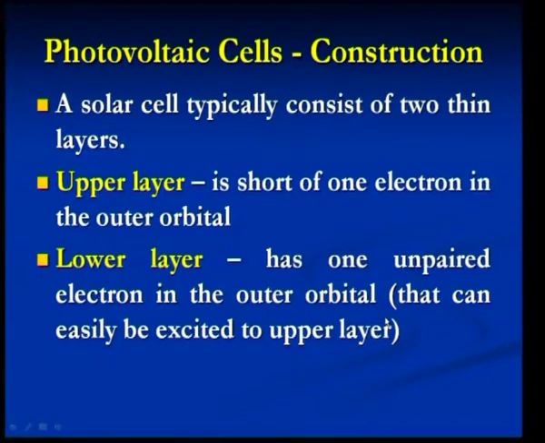These electrons which are available in the outermost orbit of the atoms in the lower layer can be easily excited to go into the upper layer. So, the upper layer is deficient of 1 electron and the lower layer has 1 electron excess per atom. Hence, when energy falls on this lower layer, the unpaired electron has the capacity to get transferred from the lower layer to the upper layer. This is the basic happening in your solar cell.